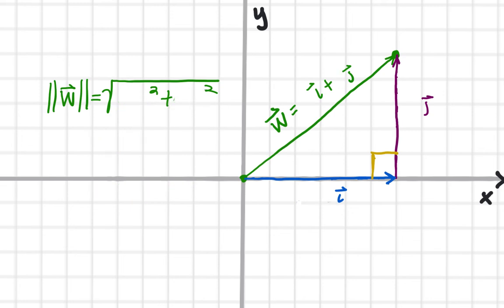But let's make this a more general statement. For any vector, you can find a horizontal component, A, times the unit vector, and a vertical component, B, times the unit vector, so that the vector could be expressed as A times the unit vector i plus B times the unit vector j. And to calculate the magnitude, you would take the square root of A squared plus B squared. That's the general form.